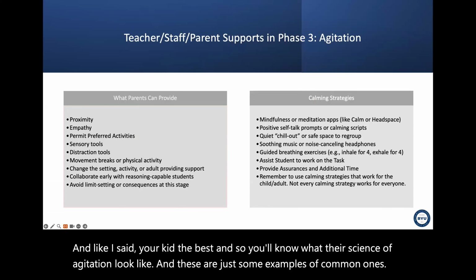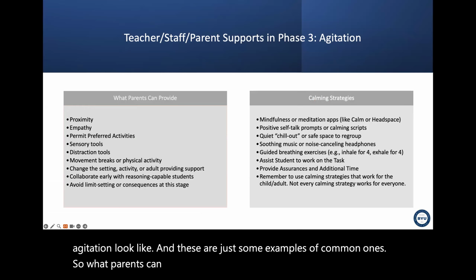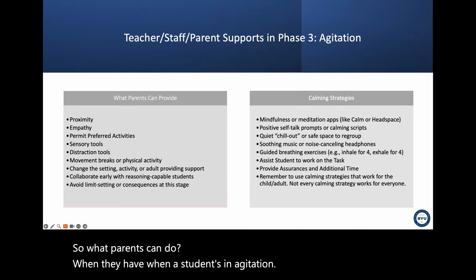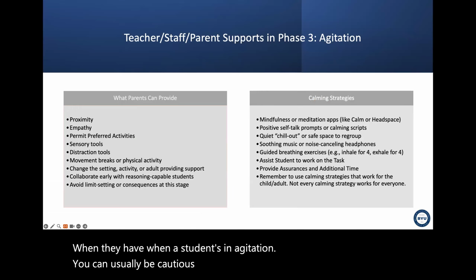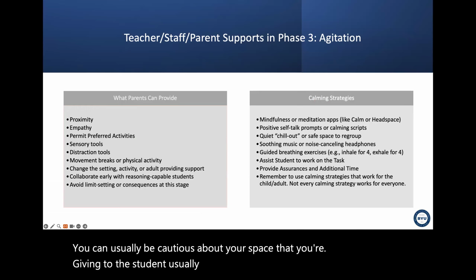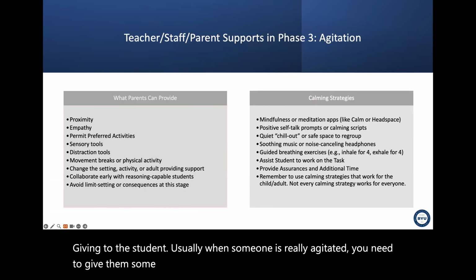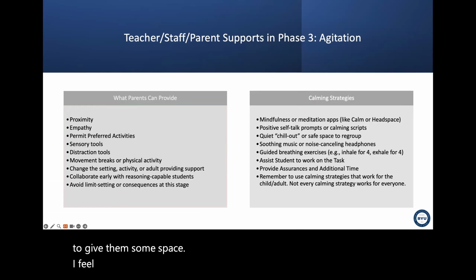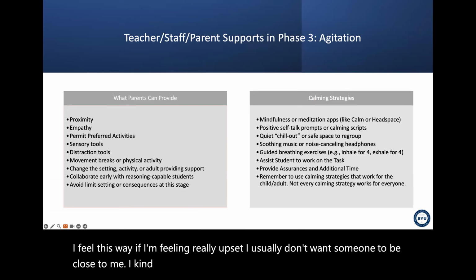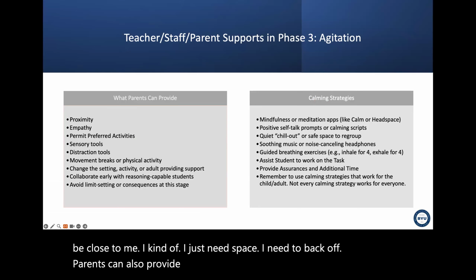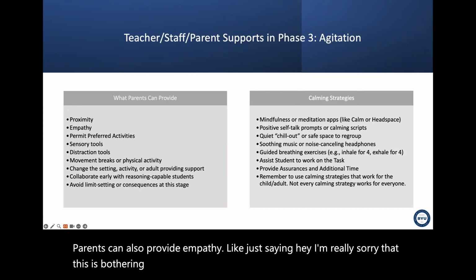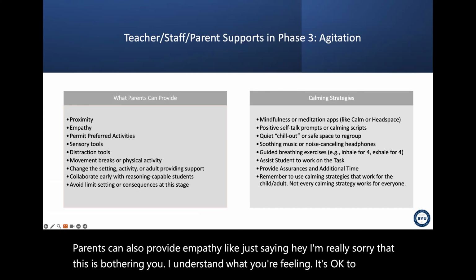So what parents can do when a student is in agitation is be cautious about the space you're giving to the student. Usually when someone is really agitated, you need to give them some space. I feel this way: if I'm feeling really upset, I usually don't want someone to be close to me. I just need space. I need to back off. Parents can also provide empathy, like just saying, "Hey, I'm really sorry that this is bothering you. I understand what you're feeling. It's okay to feel what you're feeling."